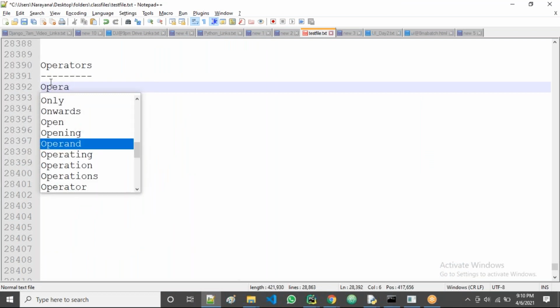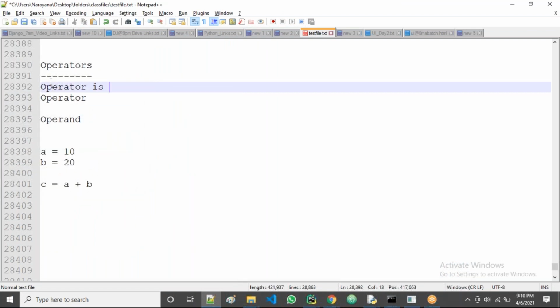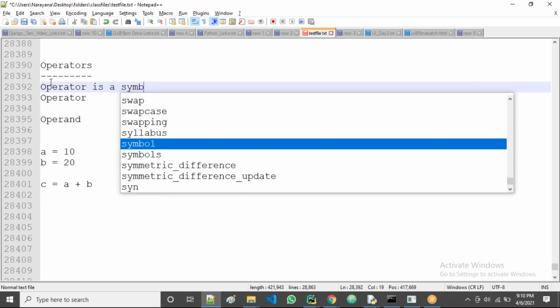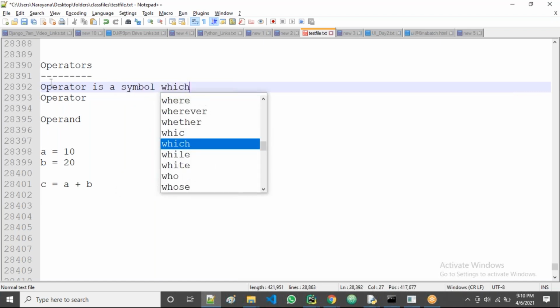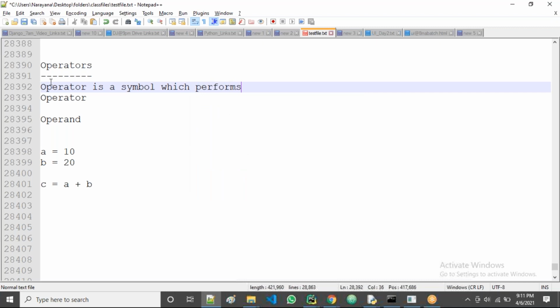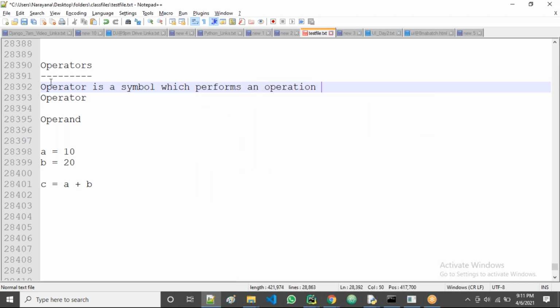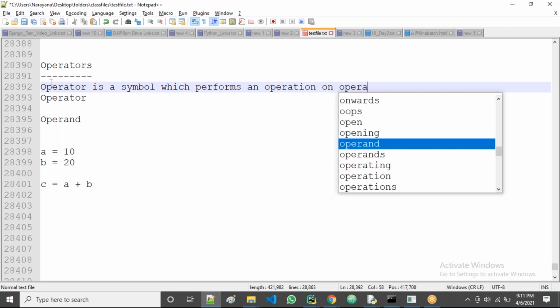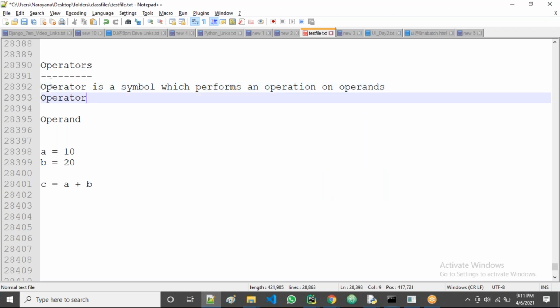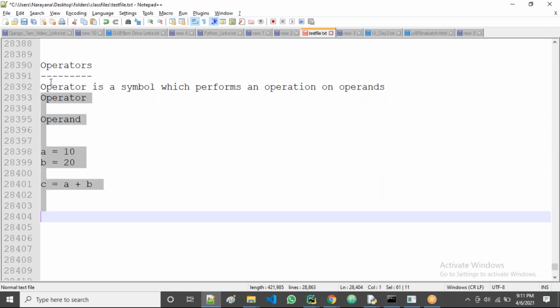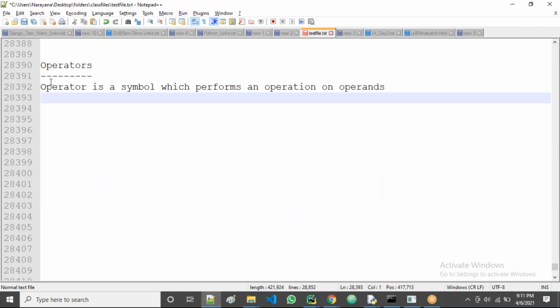An operator is a symbol which performs an operation on operands. That's all, clear? What is an operator here? An operator is a symbol which performs an operation on the operands, guys.